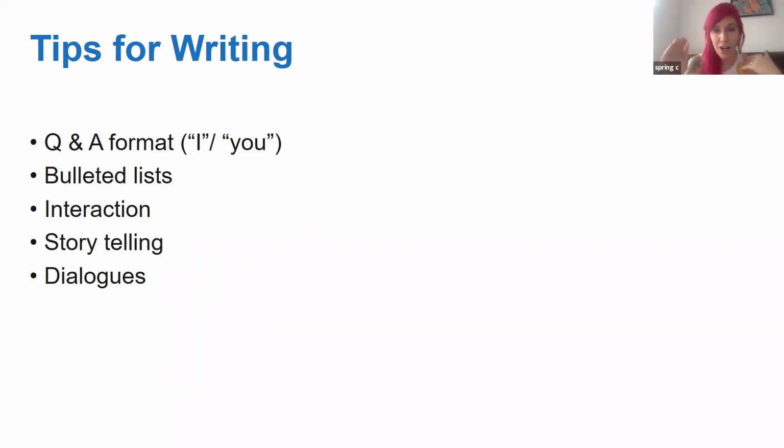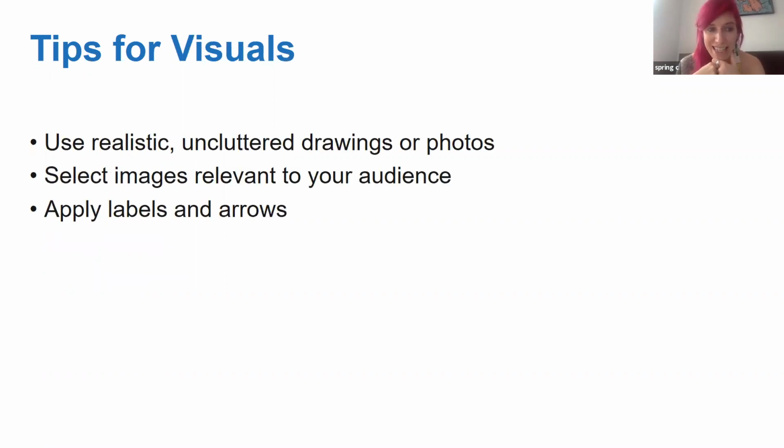Bulleted lists are another way to clearly break down information. If there's any type of interaction, you could have a storytelling process where two people are engaging. There might be some type of healthcare provider giving information to somebody. All of these things that have a dialogue can help people also understand what's happening more clearly. All just different ideas of things that you could do.